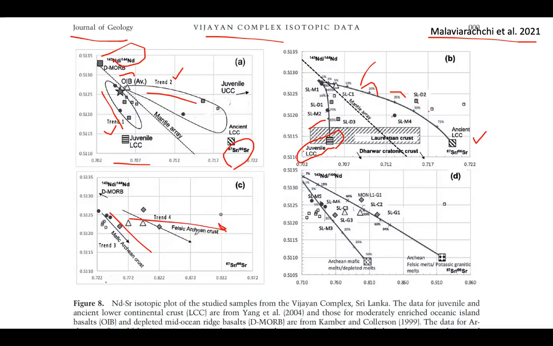So here, felsic ancient Archean crust, and here mafic Archean crust, right? They have contributed. That means some melting from these felsic Archean crust or mafic Archean crust has affected our Vijayan complex samples. They show very different isotopic trends. So these are the quantitative estimations of these isotopic ratios, and we can clearly interpret they form different trends. So at least four trends were observed for the first time in the Vijayan complex.